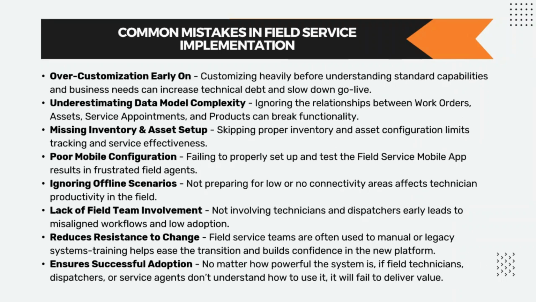The second one is underestimating the data model complexity, right? You need to understand the relationship between work order line items, service appointments, assets, and product. You have to choose the right set of objects: whether you want to use work order or work order line item, whether we are going to do asset onboarding. These are very important things which have to be figured out before even starting the project, right? And then missing inventory and asset setup: skipping the proper inventory model, if they are using the asset configuration limits.